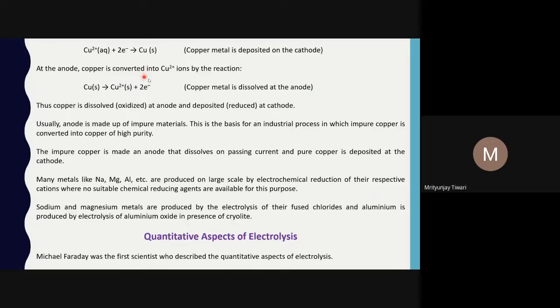But the question one can ask here is: copper is deposited at the cathode, and the same copper is oxidized at the anode, so the copper ion concentration in the aqueous electrolyte solution will still be the same. So why are we doing the same reaction?